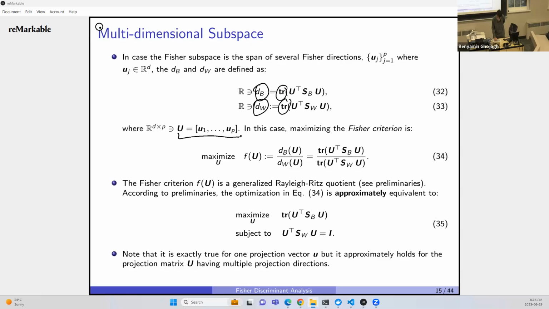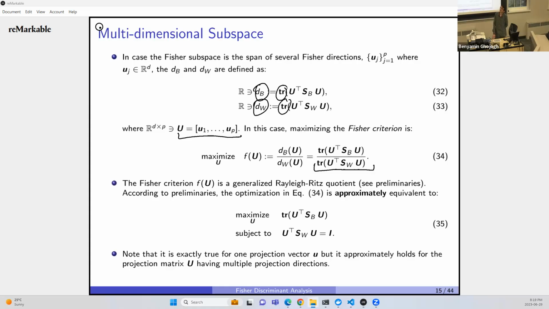Now I have trace. Why? Because U transpose SPU is not a scalar anymore. I want to make it a scalar. So I put trace. All right. Then the Fisher criterion becomes this with trace. I want to maximize this for the Fisher criterion. This is a generalized Rayleigh-Ritz quotient for a multi-dimensional vector, for a matrix rather than a vector, right?